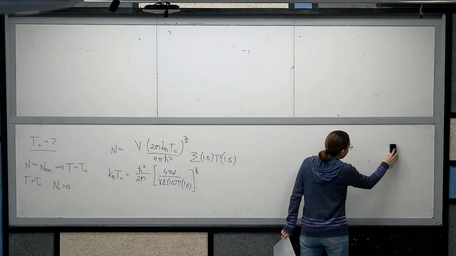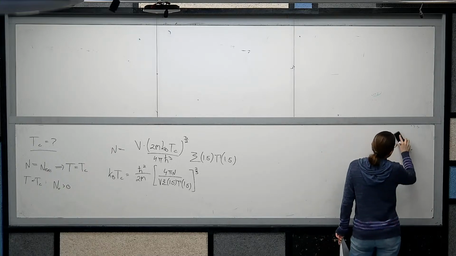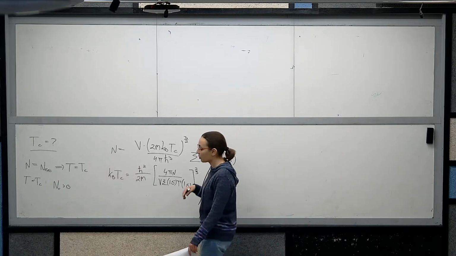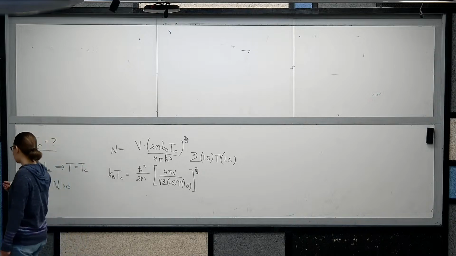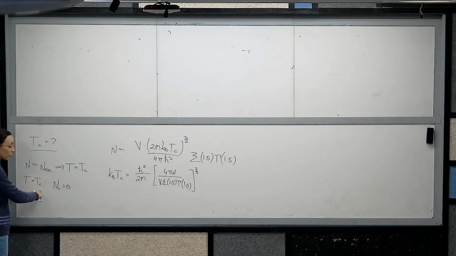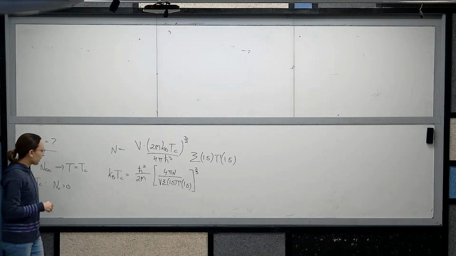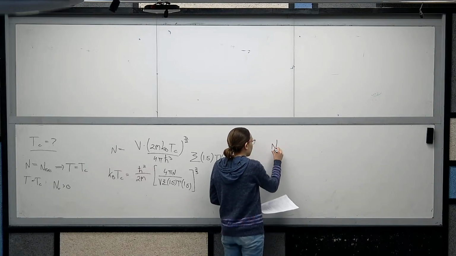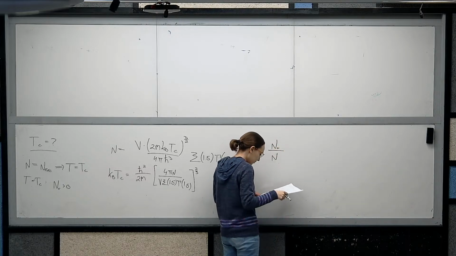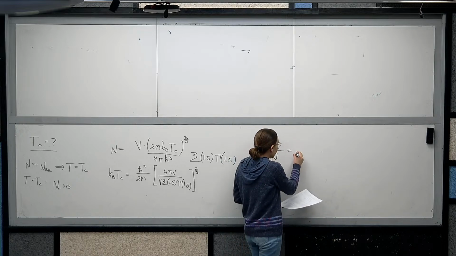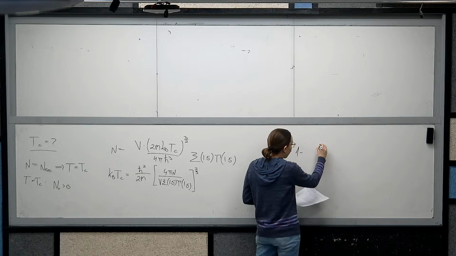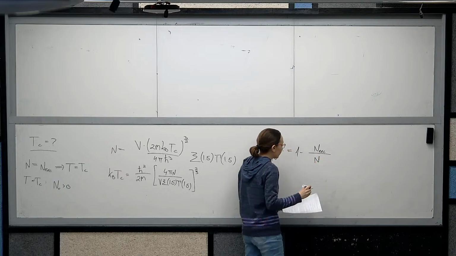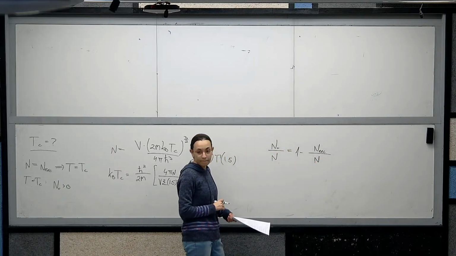Okay, so this is our critical temperature, and then we can see the ratio between the number of particles we will get in the ground state for temperatures that are smaller than the critical temperature, relative to what temperature we are at. So we can write that N0 over N should be equal to 1 minus the number of excited particles divided by the total number of particles. Okay?